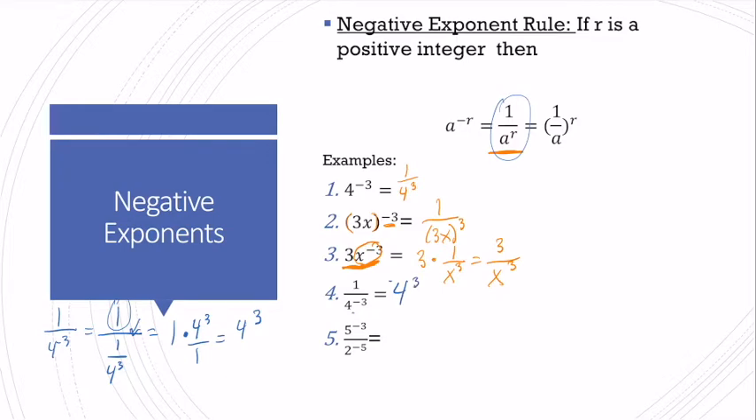So in this case, if I have 5 to the negative 3, I know that's going to go to the denominator. But I have 2 to the negative 5 in my denominator, so that's going to move to the numerator and become positive.